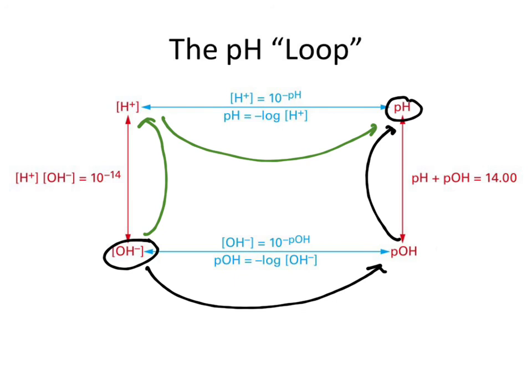Okay, so we can go around the loop in whatever direction we want. It's equally valid. Okay, you can take the black path or the green path. It doesn't matter. They're both going to get you to the same spot with the pH.